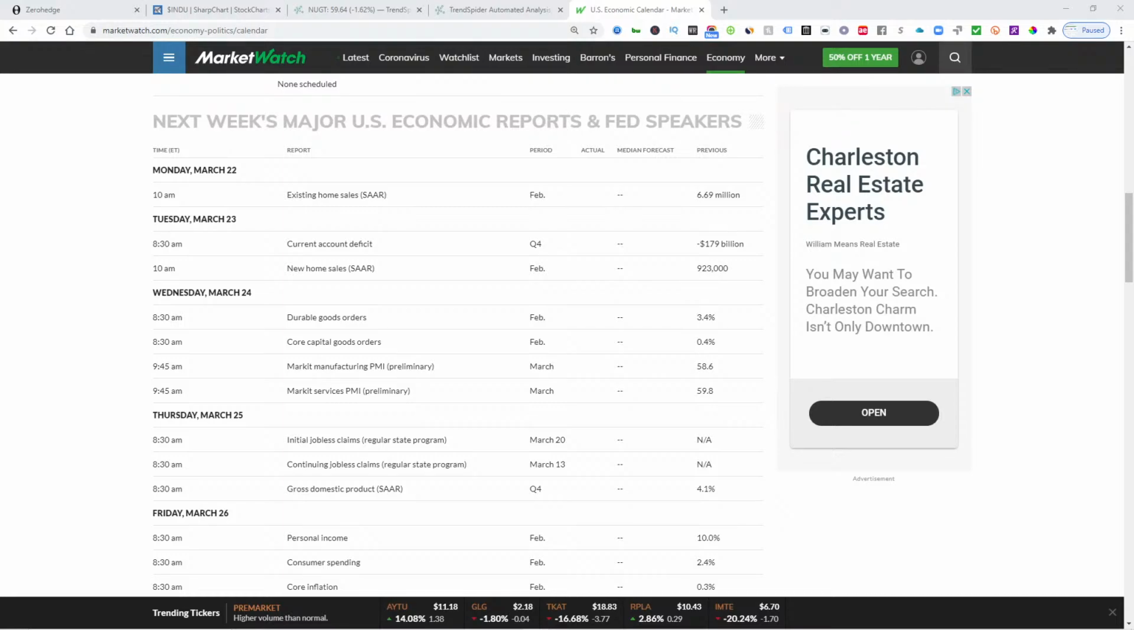Inflation is coming, folks. You could tell by looking no further than what happened to the U.S. dollar. We're going to take a look at the dollar in a moment.